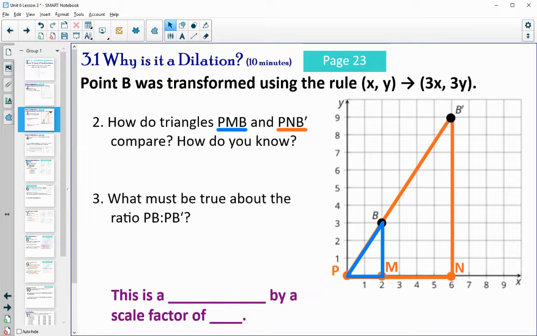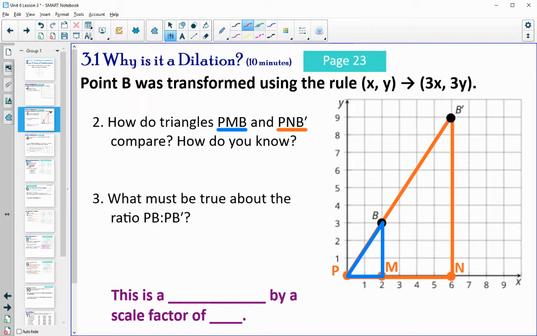So they ask you to plot this. Okay, so what you should have plotted, P, M, and N, connected the segments. So now they're starting to ask you about how do triangles PMB and PNB prime relate? So the blue triangle here and this orange triangle.